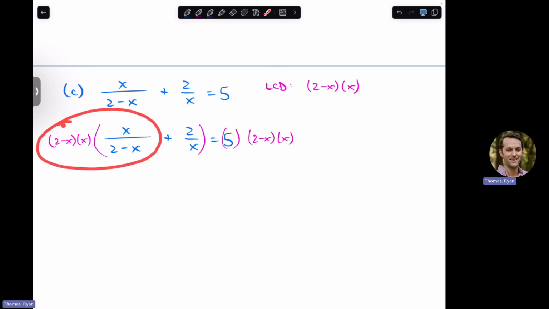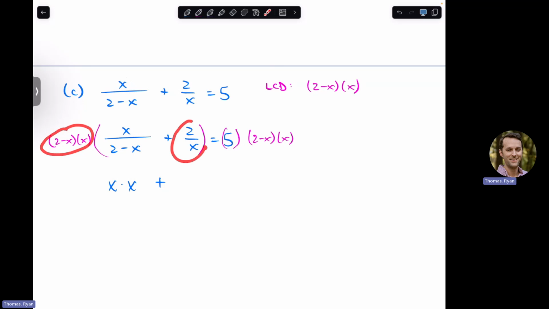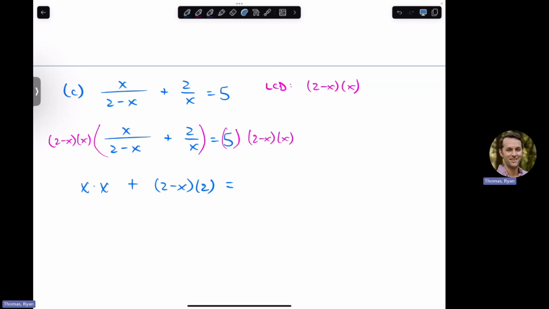First part of the product here, what happens? 2 minus x cancels out. Then we're left with x times it. We multiply those, x cancels, and we're left with 2 minus x times 2. And then on the right-hand side, we're just multiplying by 5. So 5 times 2 minus x times x.